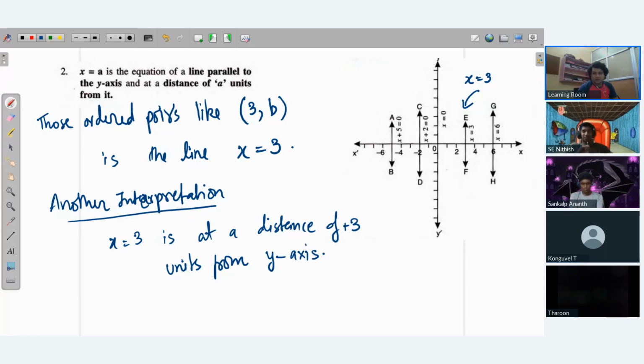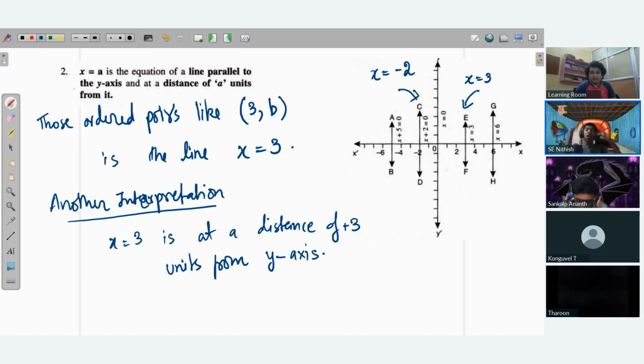If I wanted a line which is at a distance of minus 2 units, then I would be talking about this line. This is x equal to minus 2. So x equal to minus 2 means a line which is composed of all ordered pairs whose abscissa is minus 2 and ordinate is any number. This line also is parallel to the y-axis, as it is at a distance of minus 2 units from the y-axis.